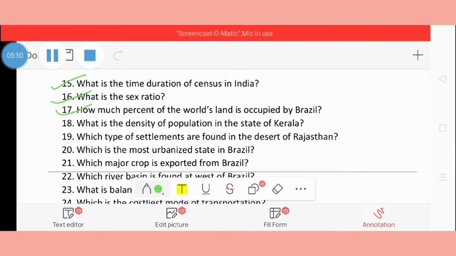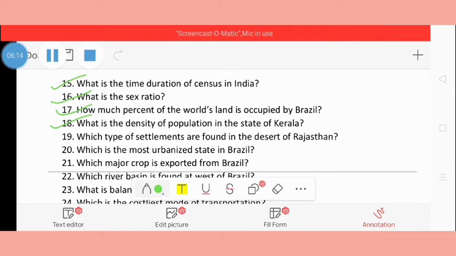18th question. What is the density of population in the state of Kerala? The density of population in the state of Kerala is 860 persons per square kilometer.